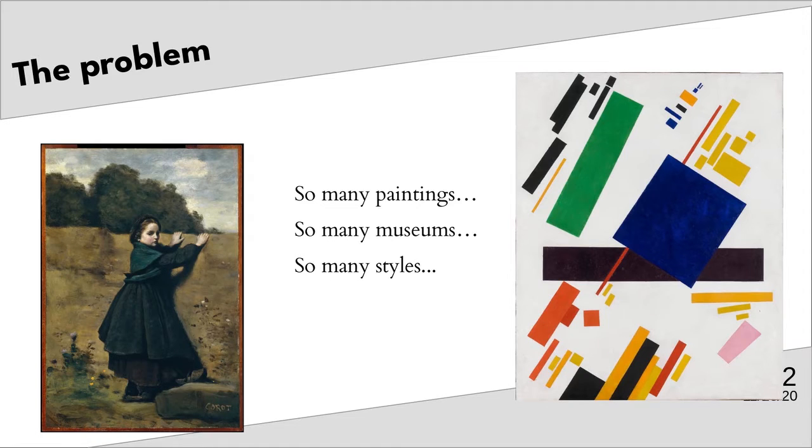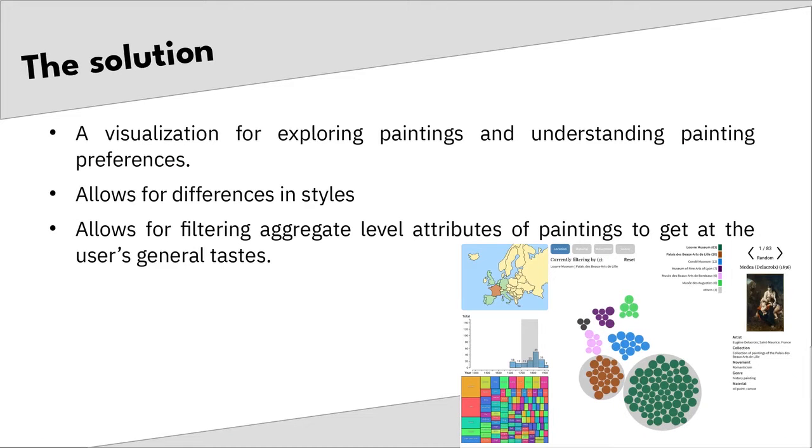So we decided to make a visualization to make this decision process easier. Our visualization also helps the user get an idea of their tastes so they actually know what they can look for. It allows for differences in various styles, like movements or genres of paintings. It mostly focuses on aggregate level attributes of paintings so that the user can understand what they like, so they can search more or make decisions based on that information. But we also allow for in-depth looks at the paintings that the visualization filters for.